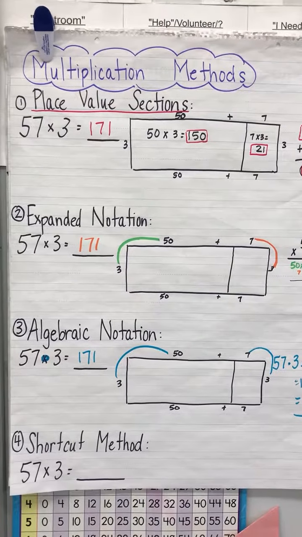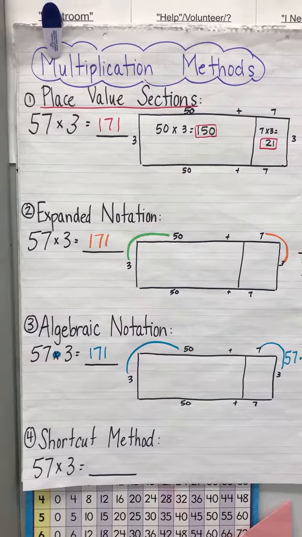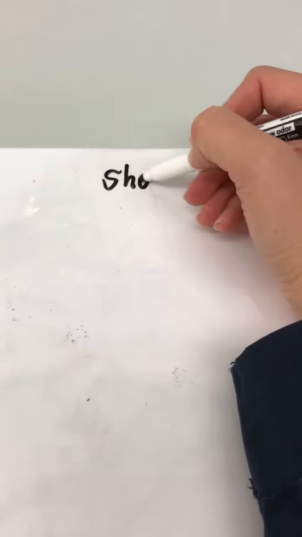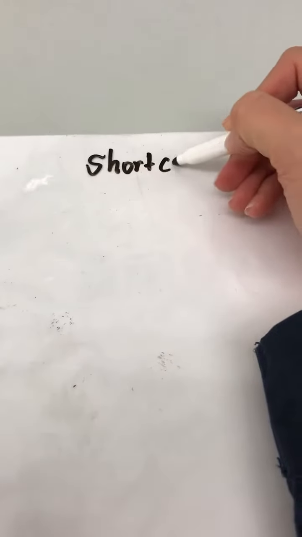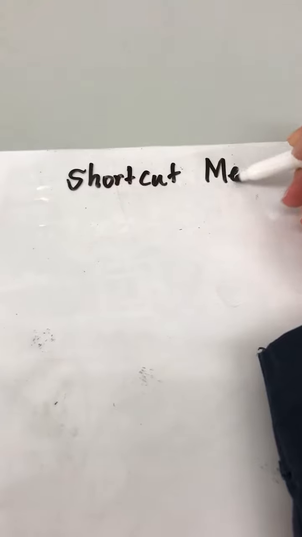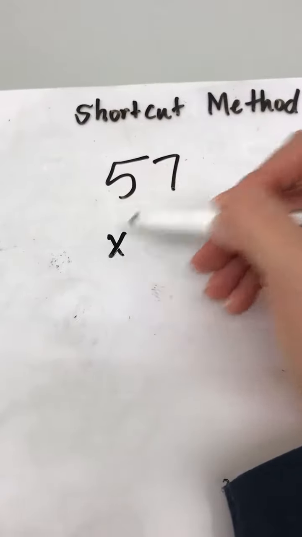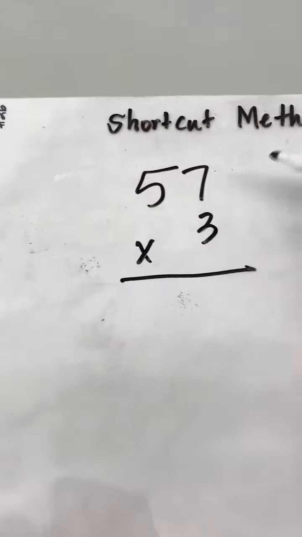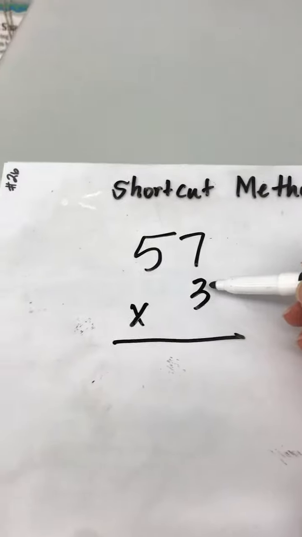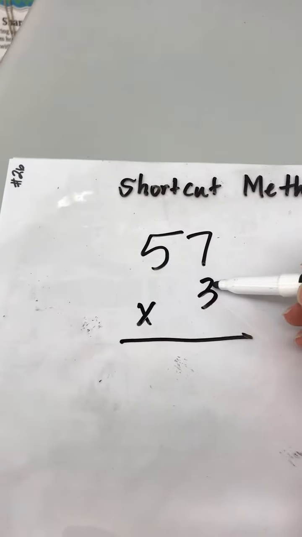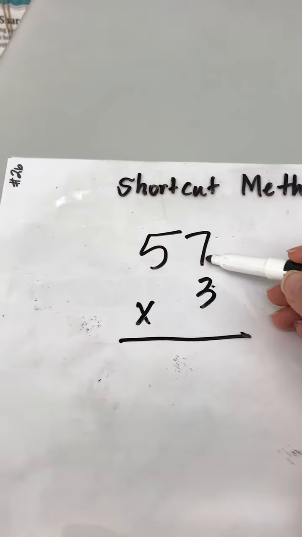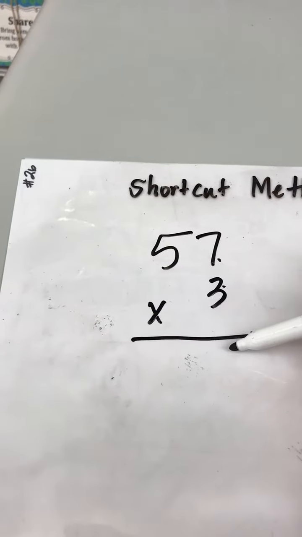Okay, so shortcut method is where we're just going to go ahead and go back to the whiteboard now. And I'm going to write the method at the top like I was before. So the shortcut method, and it is supposed to be a shorter version of it. So let's see if it is. So we're going to go ahead and write 57 on top and 3 on the bottom. And now what we're going to do is multiply the ones digit. So I'm just going to multiply the 3 times the 7. And I know that 3 times 7 is 21.